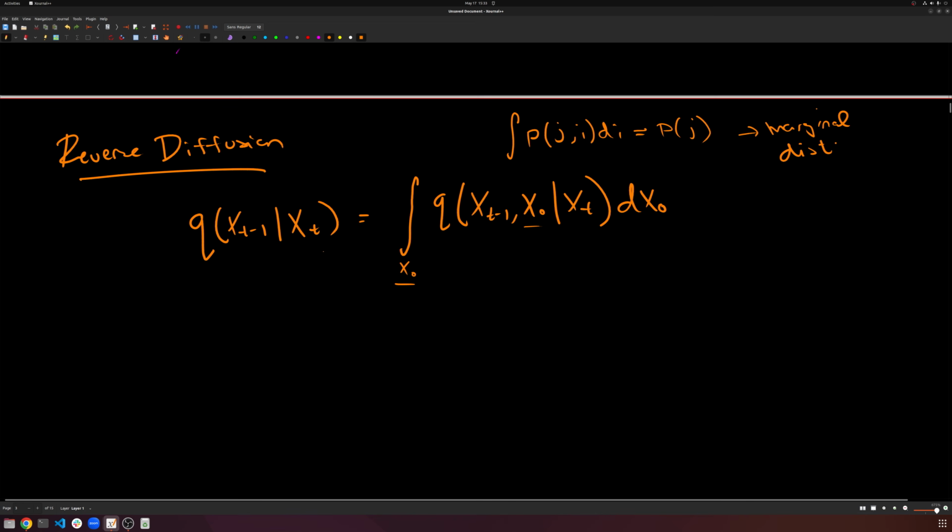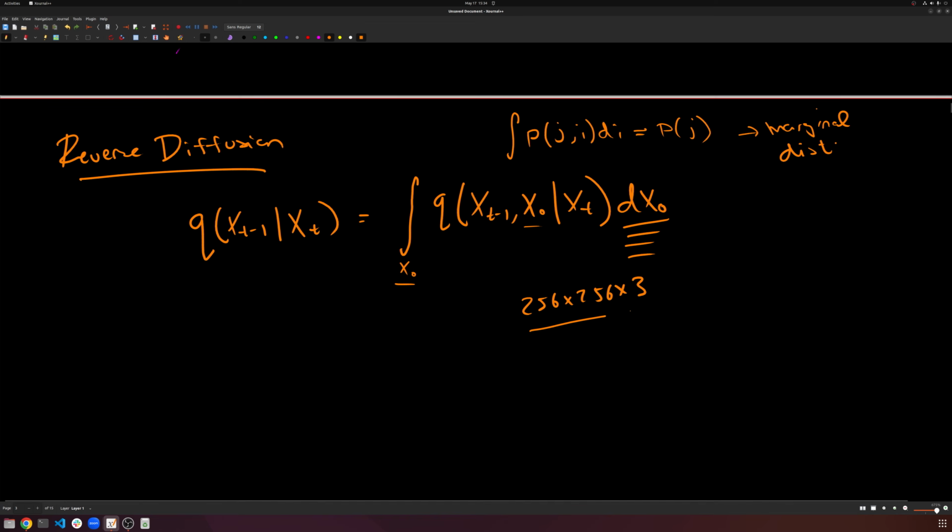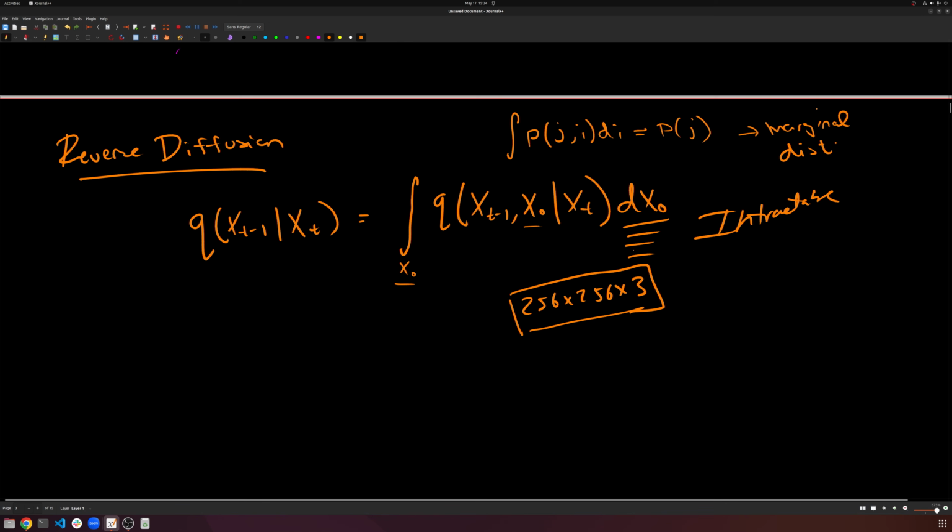The problem is this is not solvable. How do you integrate over a super high dimensional unknown data space? If our images are 256 by 256 by 3, that's a lot of dimensions to integrate over, and this is not even a large image. We could go to even larger dimensions. So there's no way to actually solve this. It is intractable, because we have to integrate over the data space.